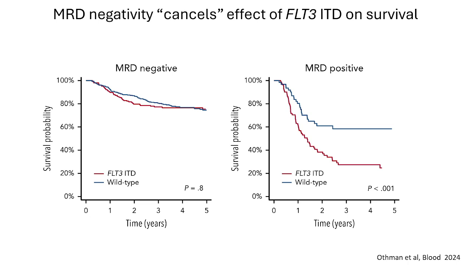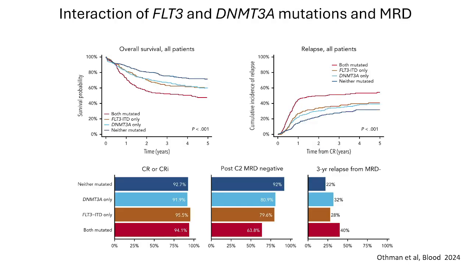So if you look on the left, this is the survival of patients who became MRD negative in the blood after the second induction, according to whether or not they had a FLT3 ITD at baseline. If you look on the right, this is the outcomes of patients who remained MRD positive, and you can see here the FLT3 ITD patients do much worse, extremely poorly, but amongst those who become MRD negative, there's no difference in their outcome. But what about the other mutations?